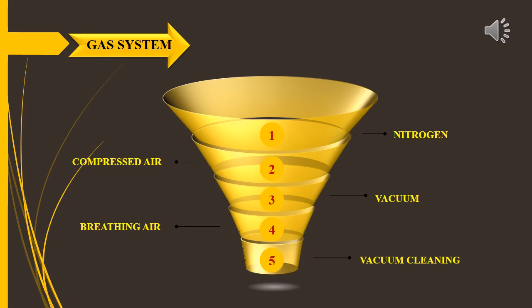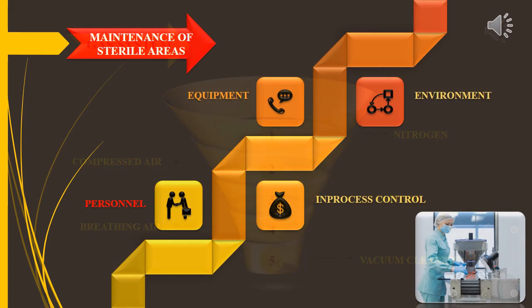Coming to the gas system, it is made for different types of gases used. Firstly, compressed air, nitrogen, breathing air, vacuum and vacuum cleaning. So the gas system comprises compressed air, nitrogen, breathing air, vacuum and vacuum cleaning. So by now we have completed the discussion on utilities of premises.